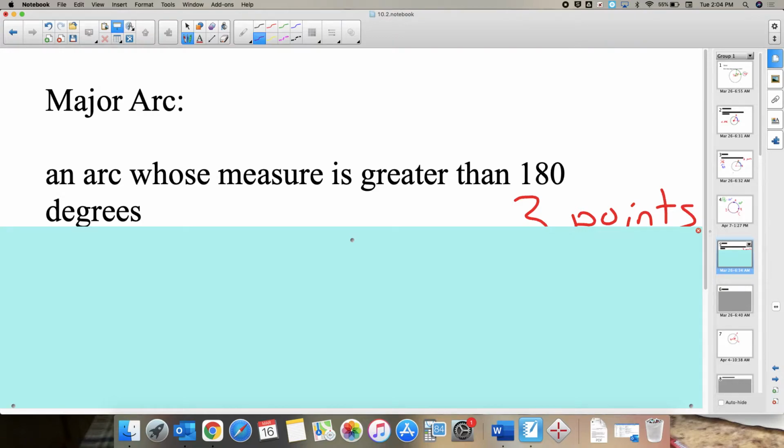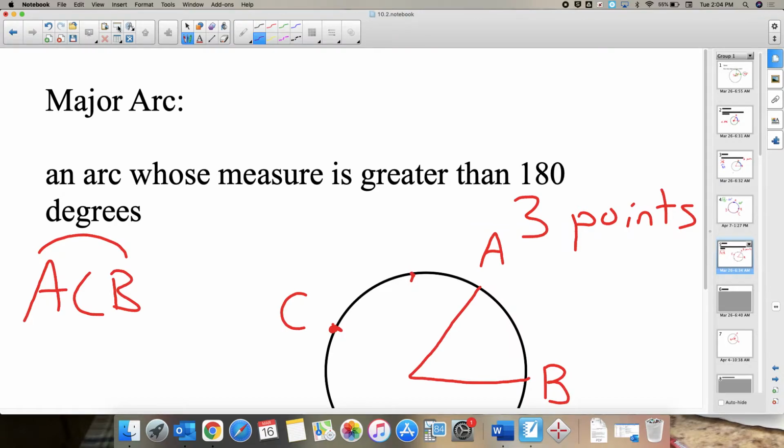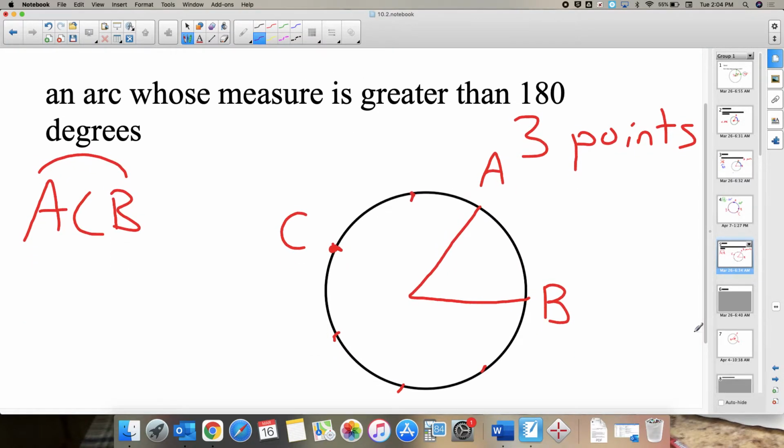So your major arc is an arc whose measure is greater than 180 degrees. And once again, you will name that using three points. So here we are looking at arc ACB, for example, or any other point that was there. If you want to call it ADB or AEB, AFB, we always use three letters. The A and the B will still be there, and then you name some other point in between them to show you are going the long way around.